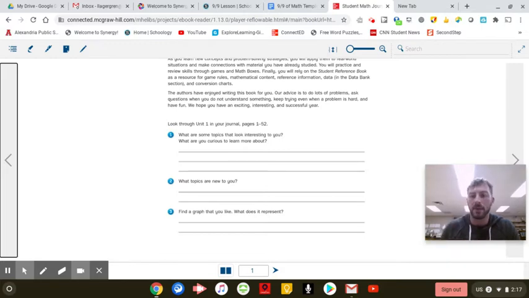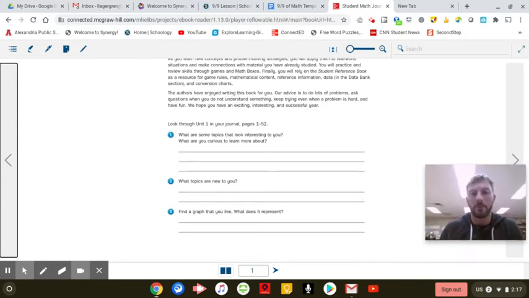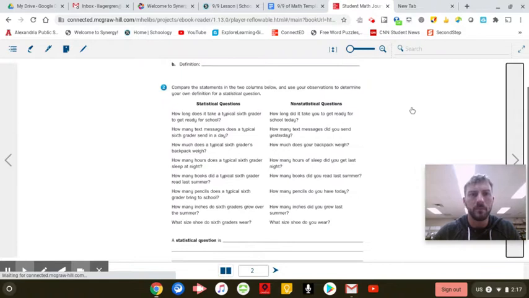What does it represent? An example could be, I found one that is a dot plot that is representing pumpkin seeds. So I would just write dot plot that represents pumpkin seeds. So it's a graph, and then you explain what it's representing there. So there's page 1. Complete that for me.